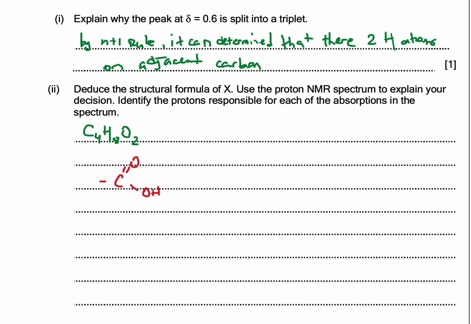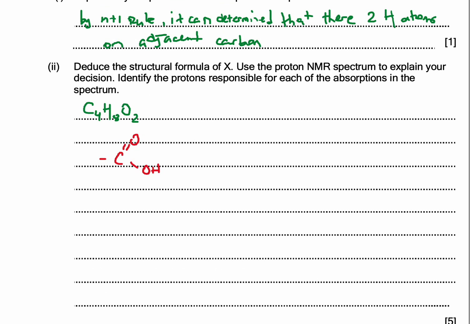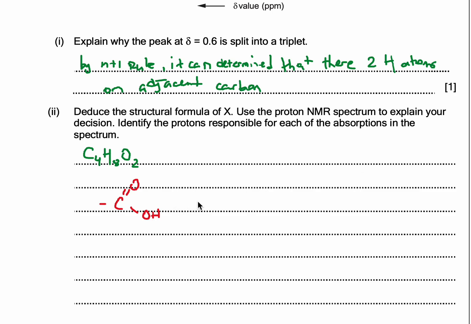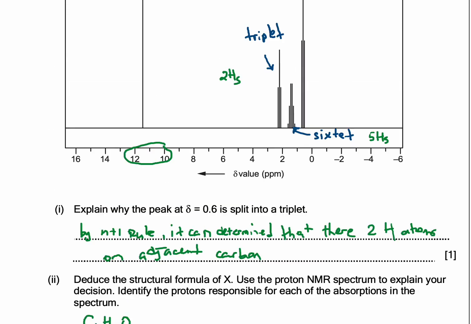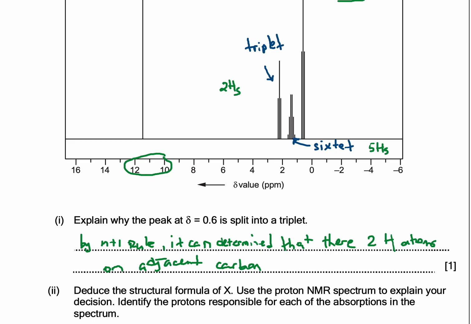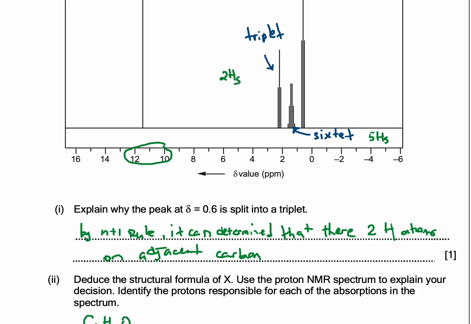So here we have 5 marks. C double bond O, OH. Because of the signal between 10 and 12, you can get 1 mark for this. Next, from the spectrum we can see that the peak at 0.6 is a triplet.